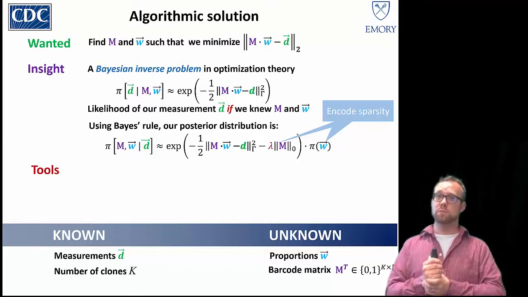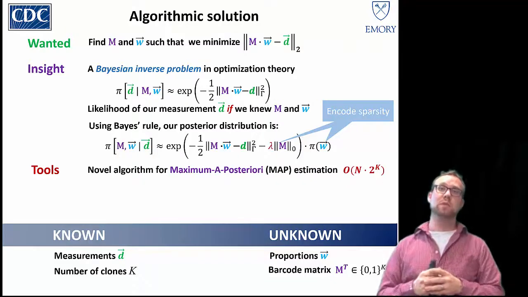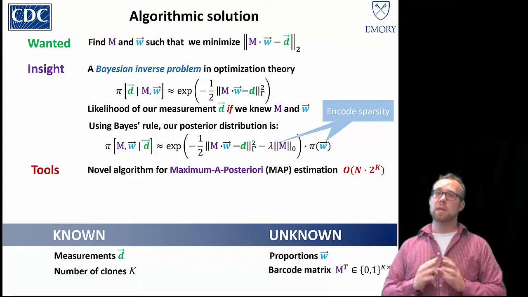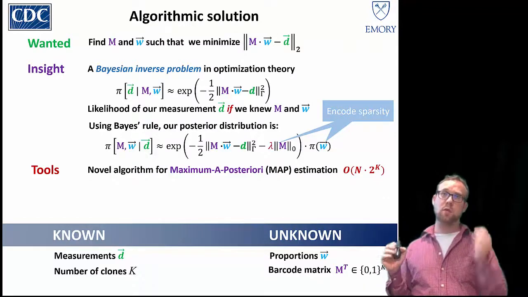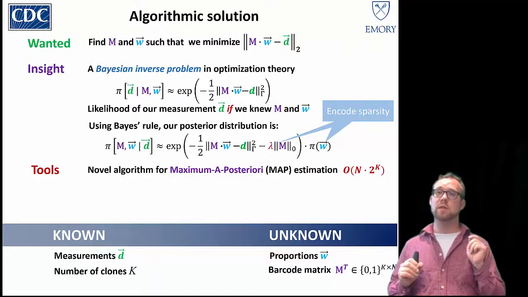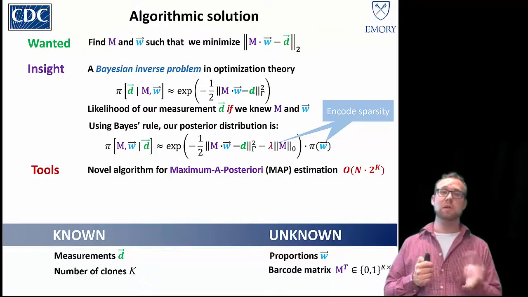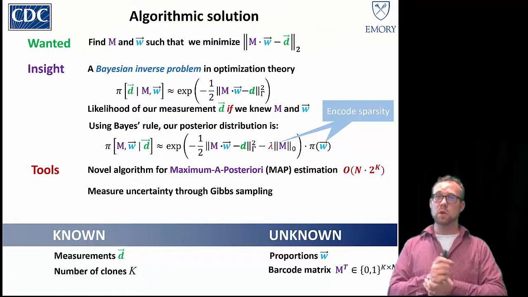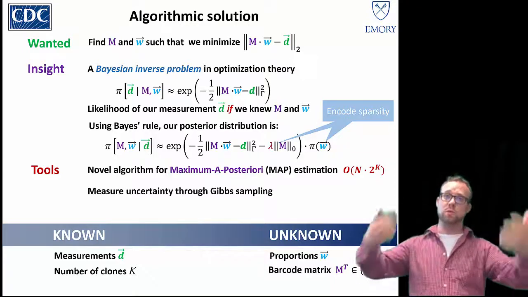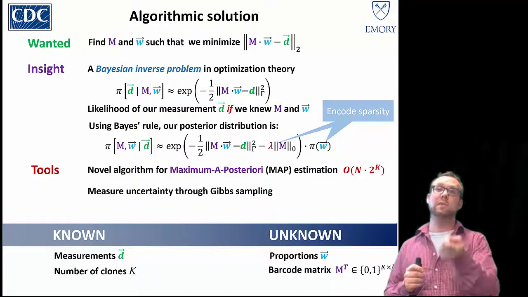Now, we have solved this problem, and the tool we came up with is an algorithm that maximizes this posterior distribution, called a MAP estimate, a maximum a posteriori, which takes this enormous search space and is able to go through it in time that's linear in the number of SNP sites and exponential in the number of strings. And we're assuming that the number of strings is actually small, so that's pretty good. We also have an algorithm that measures the uncertainty we have in the estimation. So we could have multiple solutions piled on top of each other. We can measure this uncertainty using Markov chain Monte Carlo, or Gibbs sampling.